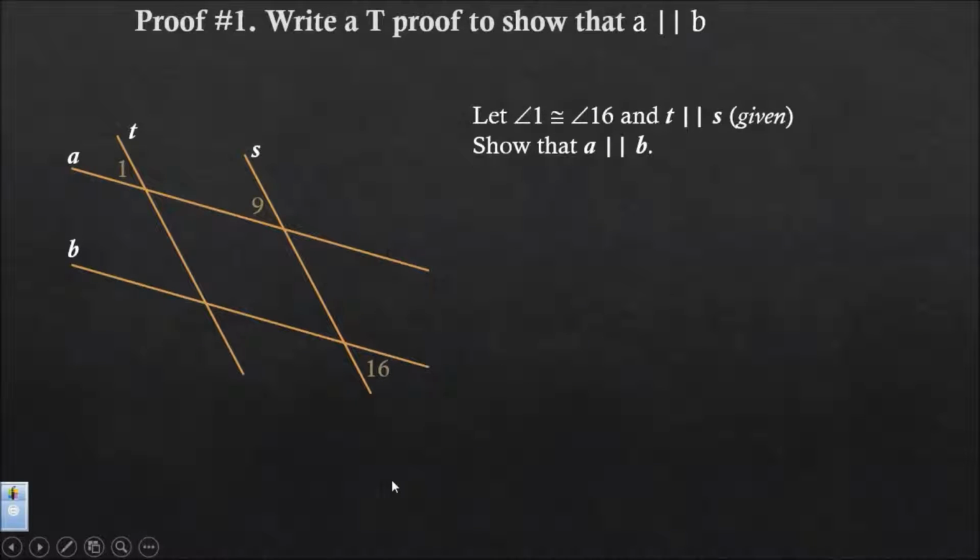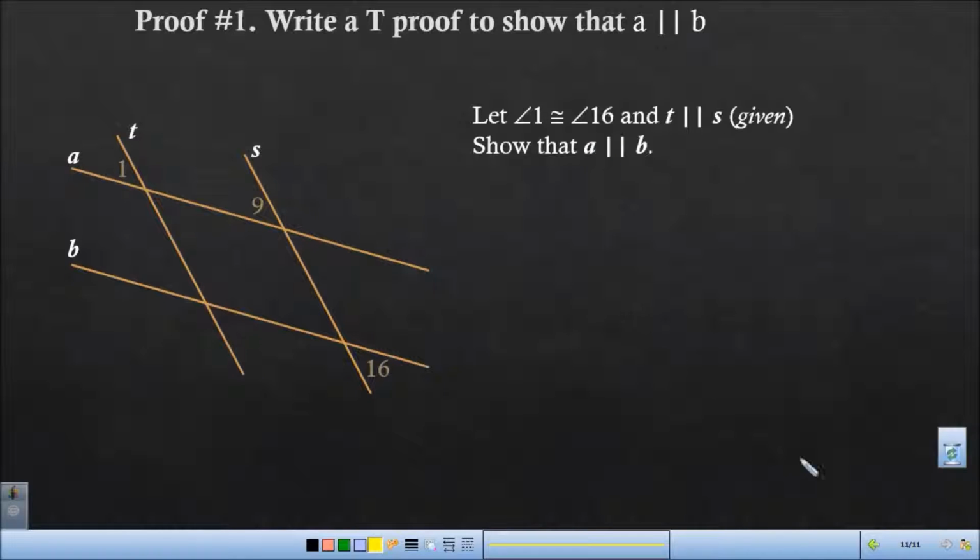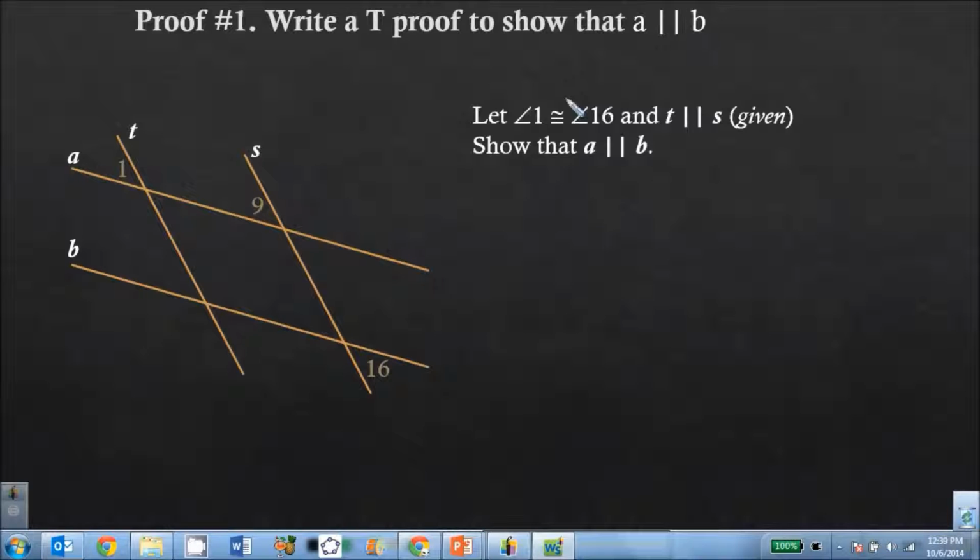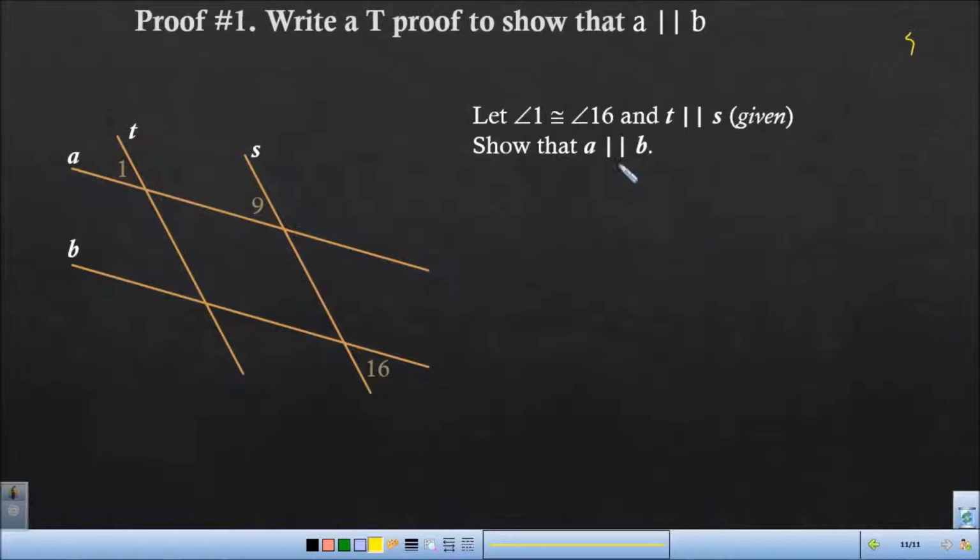Okay, let's write some proofs. So these are a little different from the proofs that we wrote before. In Unit 5.3, these proofs were, the statement was let A be parallel to B and T be parallel to S as the givens, and show that angle 1 is congruent to angle 16. This is opposite. We're trying to show that two lines are parallel.